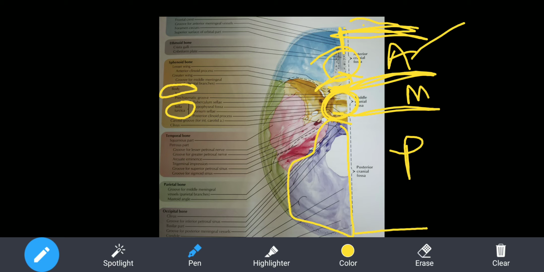So anterior cranial fossa, middle cranial fossa, posterior cranial fossa. It is very important to distinguish these, because they are the landmarks. Which lobe of the brain is present in the middle cranial fossa, which one is present in the anterior cranial fossa? This way you can make it.